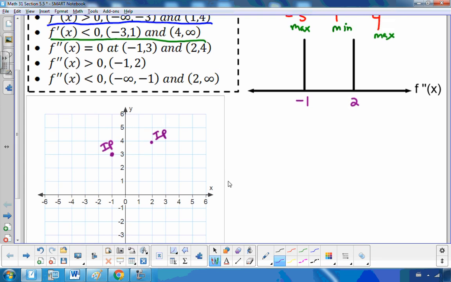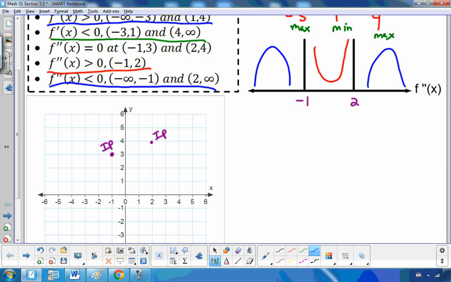So to figure out what the change is, let's look here. It is greater than 0, which means concave up between -1 and 2. And it is negative or concave down between -infinity, -1, and 2 and positive infinity. Okay, so let's put those together on the graph.